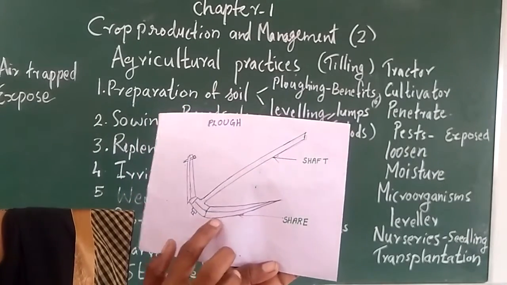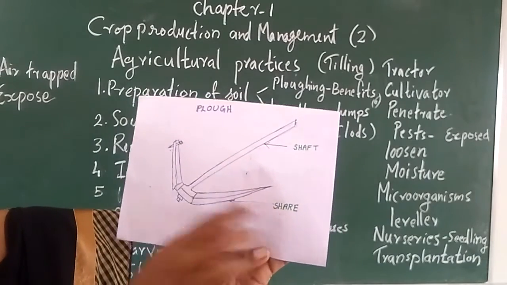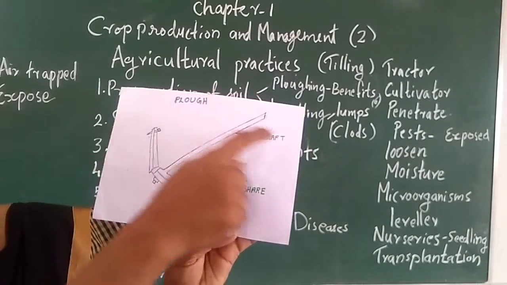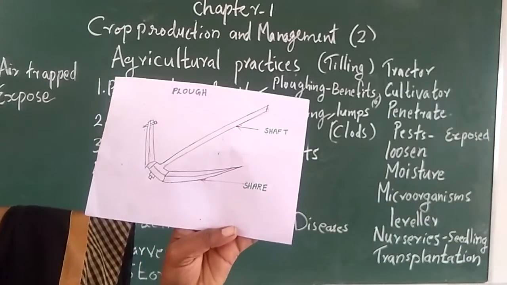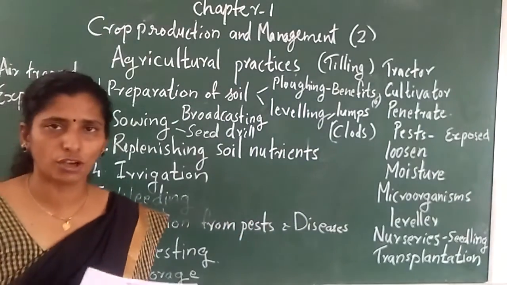And one sharp thing to mix the soil very nicely is called the share. So plow shaft and plow share. The share is a metal one, and the shaft is a wooden one. So these are the main parts of a plow.